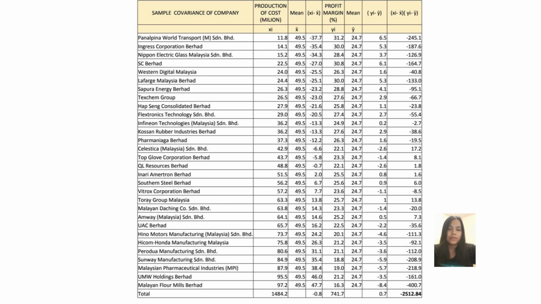And for the multiplied deviation, for each company, the product of the deviations as I calculate is deviation x times deviation y. For example, Panamlina World Transport, Senan Berhad, deviation x times deviation y. For the deviation x, negative 37.7 times 6.48. So I get the answer negative 2442690. So I calculate until 30 companies, and I sum the deviations, which I get negative 25127804.00.